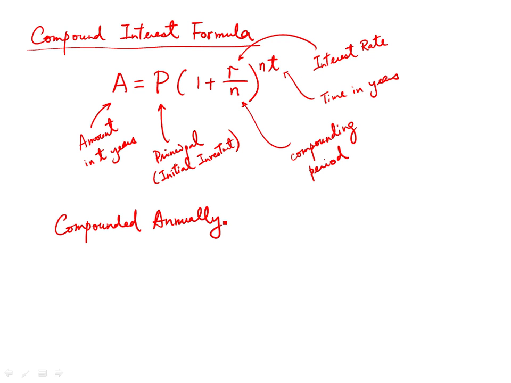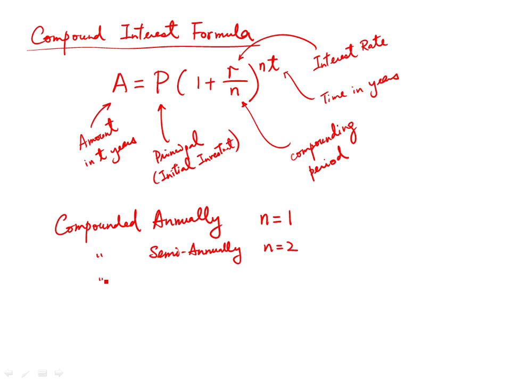So what is the N? The N would be equal to 1. And if they say compound semi-annually, that means they are going to give you the interest every 6 months, right? Every half a year. So how many times they are going to give you the interest? Twice, 2 times. So N is equal to 2.